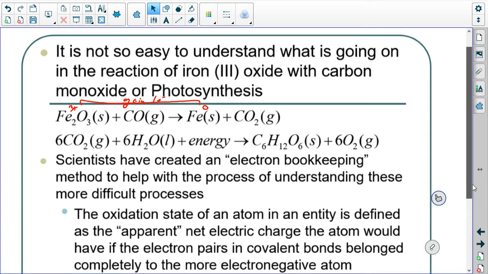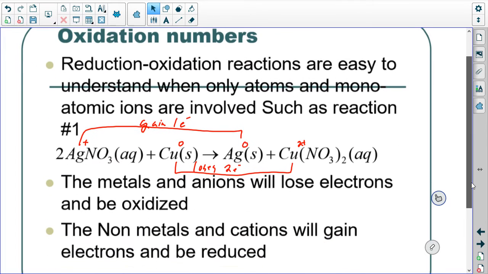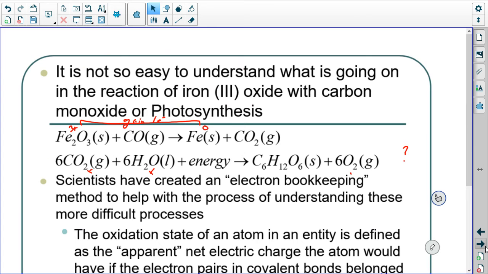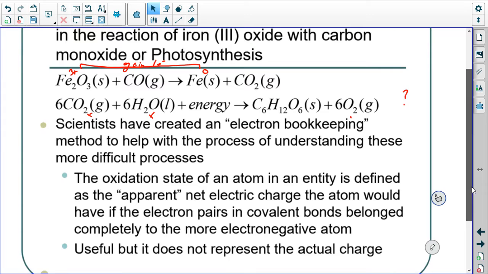Same thing with this. What gains and what loses? Well, we can kind of see that one of these oxygens over here is going to lose electrons to become that oxygen there, but what else changed? So it's very hard for us to take a look at that and figure it out. This one here, it's much easier to look at and go, okay, that makes sense to me. But this one, I don't know.